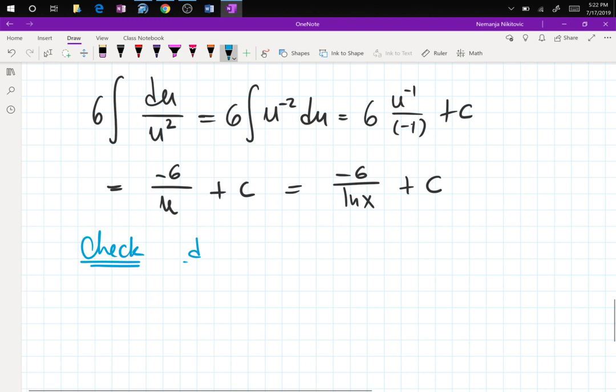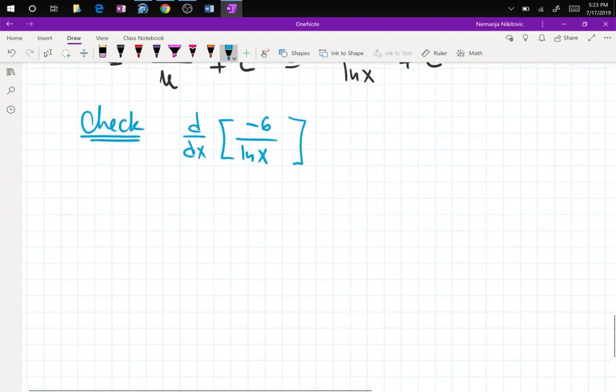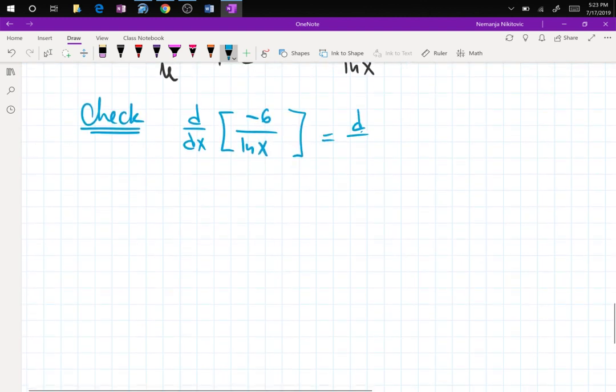So all I need to do is to differentiate negative 6 over ln x. I don't have to worry about plus c because the derivative of plus c is 0. So all I need to do is to differentiate this. And if I get what I have up there, I'm done. So let's see what we get. I start by rewriting the problem as d/dx of negative 6 times ln x to the minus 1.